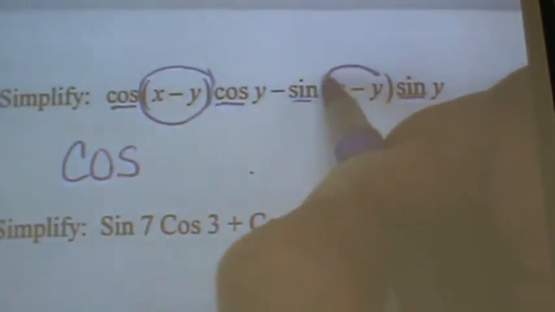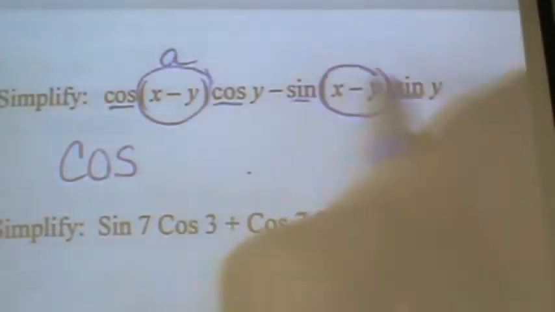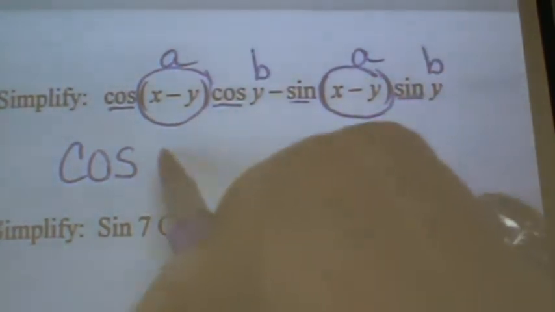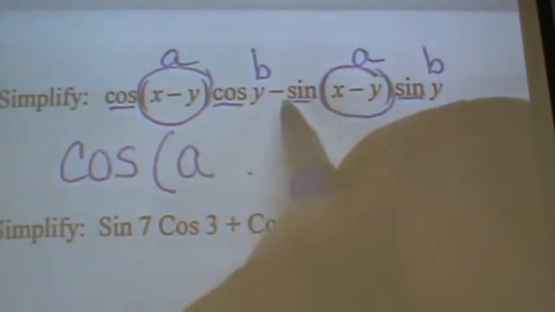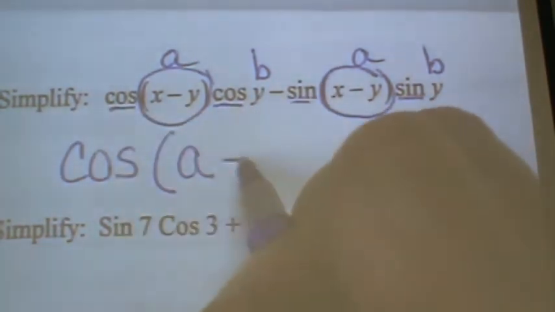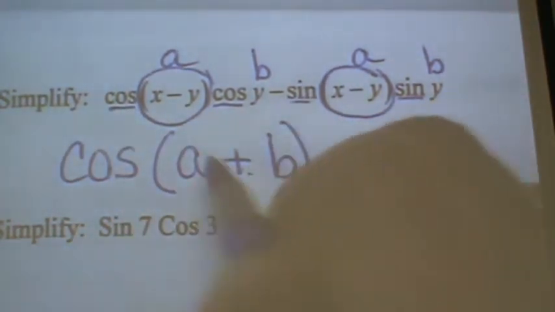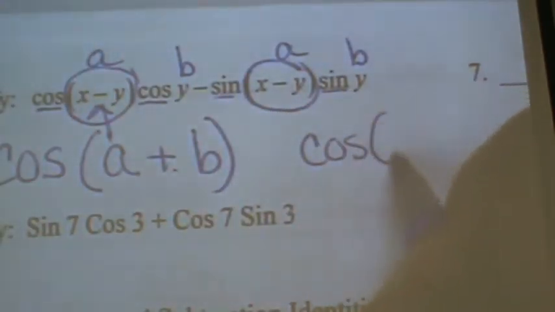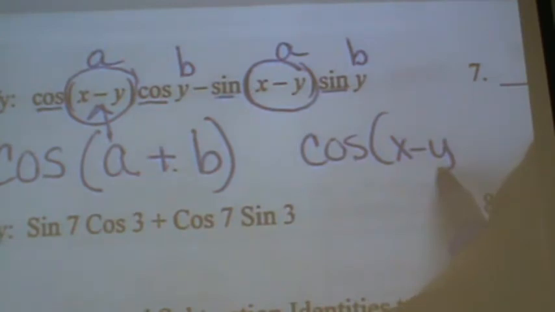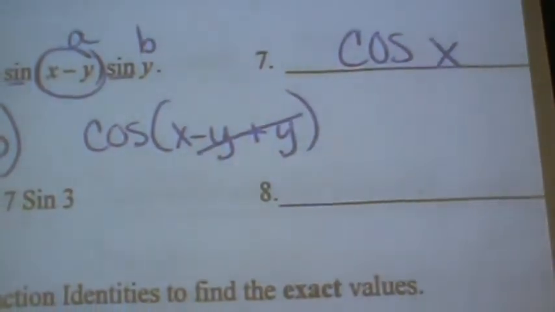And you're going to take, this is going to be your first angle, so we'll call this A. This is the A one, and this is the B one. So it's the cosine of A, and then you're going to change to the opposite sign, so this is going to be a plus B. Well, what is A? This is A. So it's the cosine of x minus y plus y. This is B. These are gonna cancel, and your answer is cosine x.